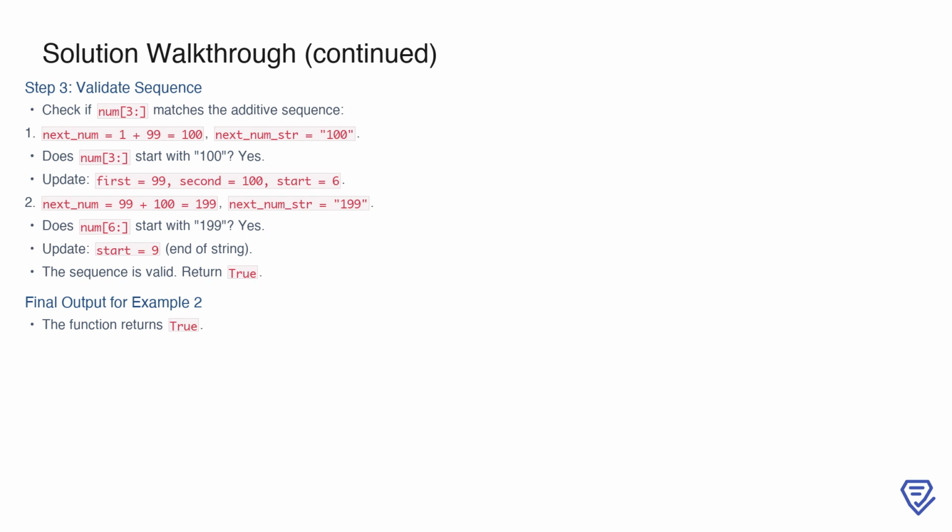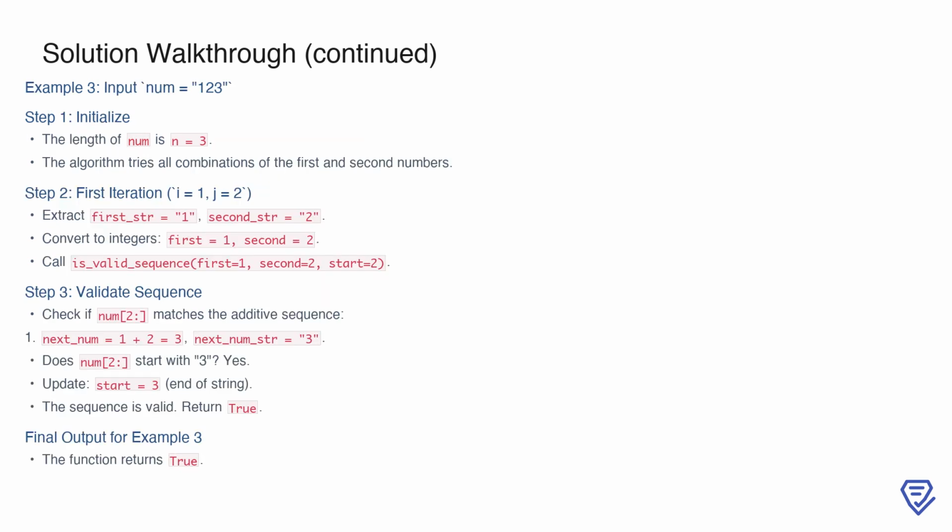First, we calculate next_number equals 1 plus 99 equals 100 and convert it to next_number_str equals "100". The string starting at index 3 begins with 100, so we update the values to first equals 99, second equals 100, and start equals 6. Next, we calculate next_number equals 99 plus 100 equals 199 and confirm that the string starting at index 6 begins with 199. At this point, the start index reaches the end of the string, meaning the sequence is valid. The function returns true for this example as well.